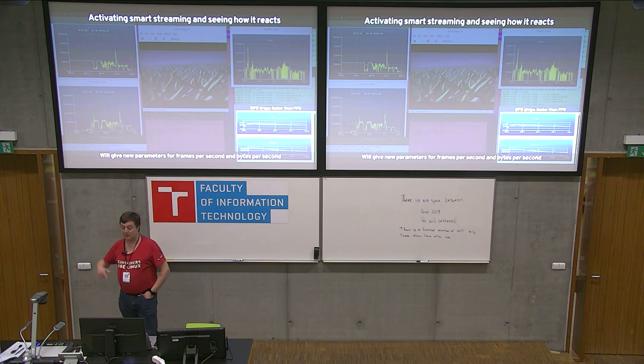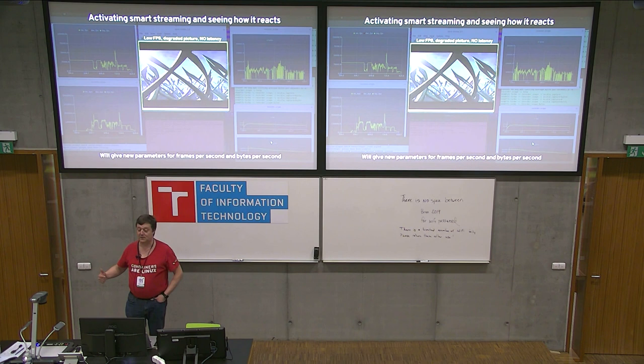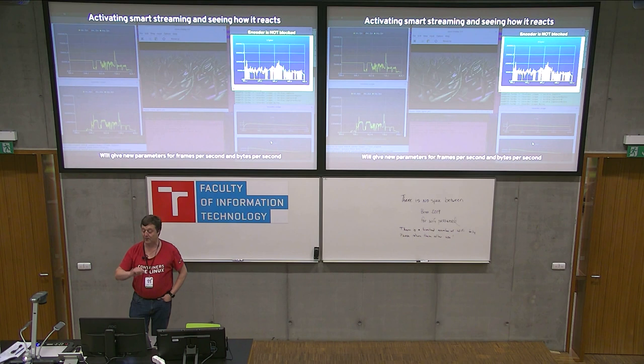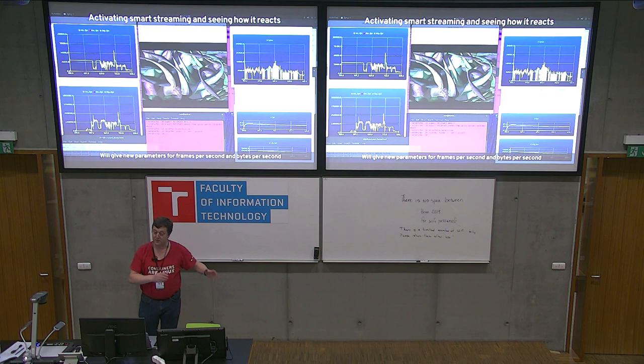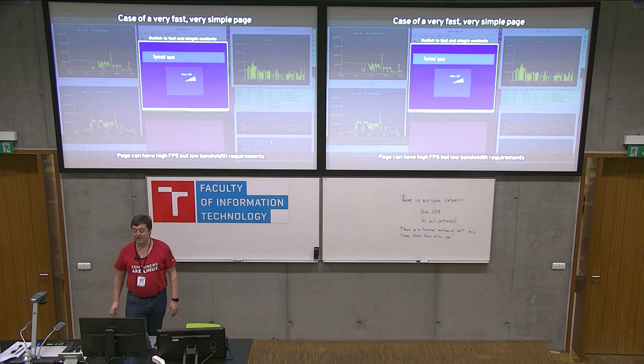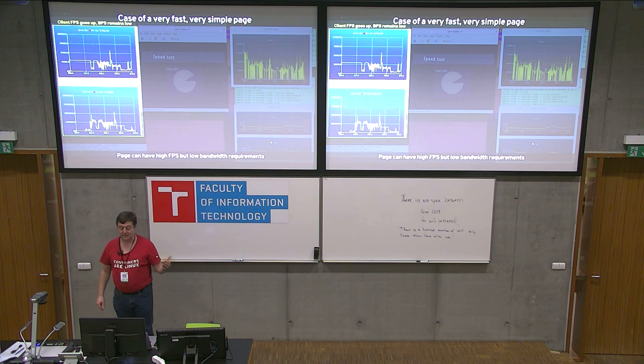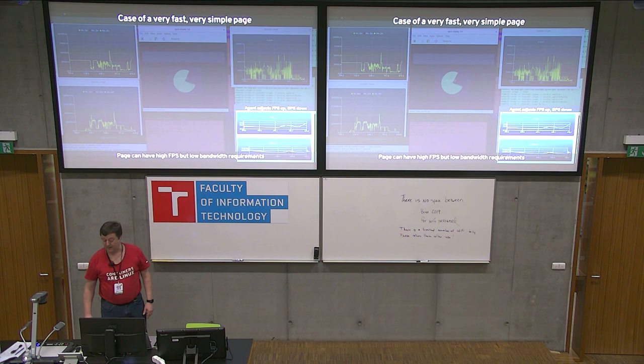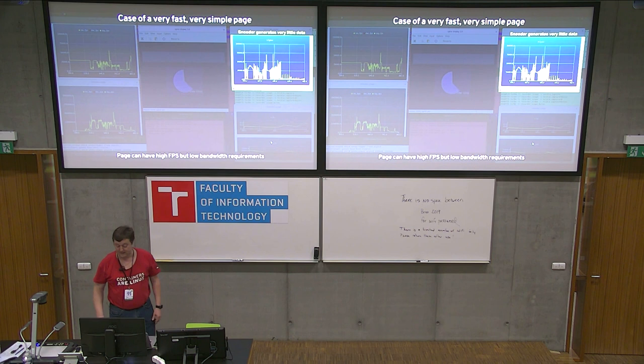And then the algorithm figures out that it needs to decrease bandwidth first. And so what you see is that now the picture quality degrades, but the encoder is not blocked. So you have something where the picture quality goes down, but you still have FPS and the encoder is not blocked. Now, if I switch to something that is very fast and very simple, then we measure higher FPS, lower bandwidth, and the adjustment occurs on the right as well. So you end up with now setting high FPS and low bandwidth, which is exactly what we want. So you can see the encoder generates practically no data.